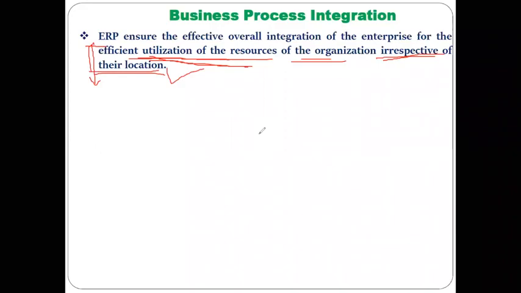ERP manages the efficient utilization of the resources of the organization. What are the resources of the organization? I just told you. The four main resources of any organization are which? Material, money, machines. Main material, money and the? Machines. Correct. Now, आता ह्या रिसोर्सेसचं इफेक्टिव्ह युटिलायझेशन ईआरपी मुळे कसं होऊ शकतं?